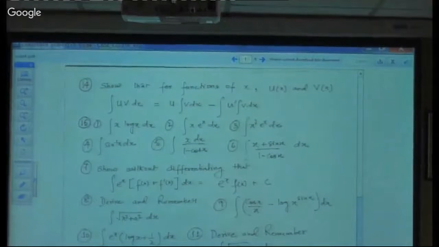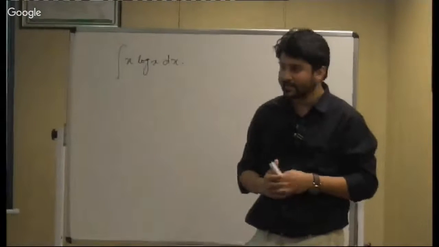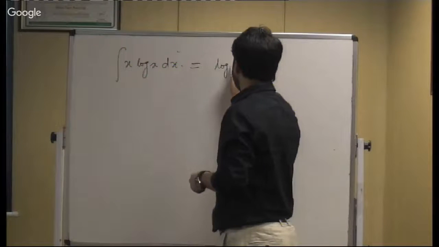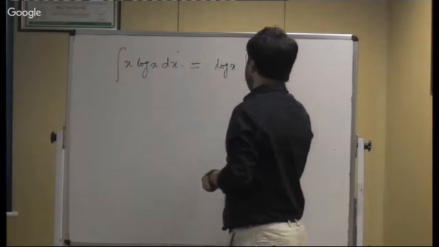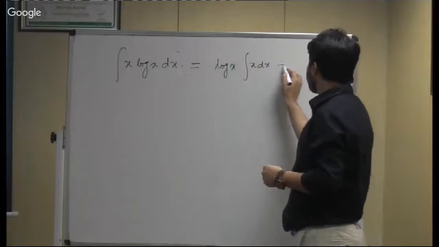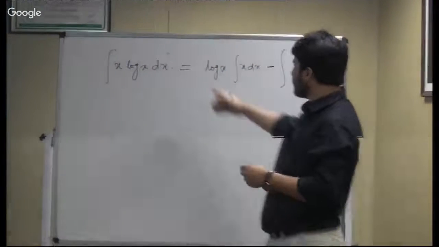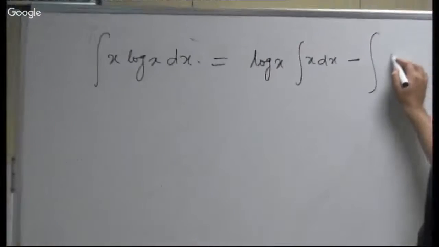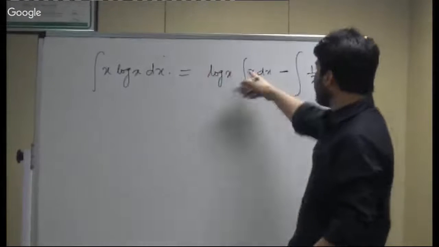Since we have to break things, I want my second function to be something which can be easily integrated. Which one can be easily integrated? x can easily be integrated. So I'm going to say that, okay, fine, log x into the integral of x dx, right? Minus, I'm going to differentiate the log x part. What will be the differentiation of log x? And what is the integration of x dx?